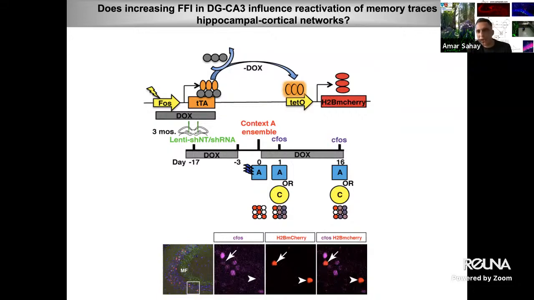This permanent labeling allows us now to assess if the representation, or let's say the ensemble or the engram of memory of context A, is reactivated when the animals are placed in the neutral context C at the recent time point or at the remote time point. And we can do this by combining H2B mCherry with CFOS immunohistochemistry. And that tells us if the original ensemble of context A is reactivated when the animals are placed in context C at the recent or the remote time point.